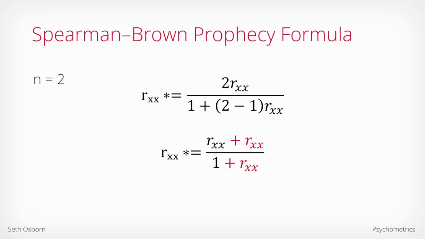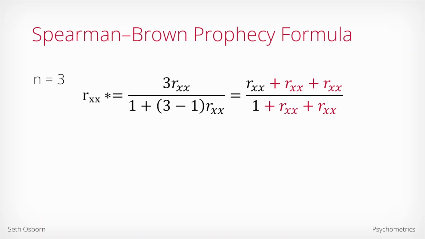Let's look at a couple of examples. What if we triple the test length? That means n equals 3. And you can see once again, it's possible to rearrange this formula so that we start with a reliability estimate expressed out of 1, and then we added 2 values of RxX up top, so we also added those 2 values down low. This is a rearrangement of the familiar formula.